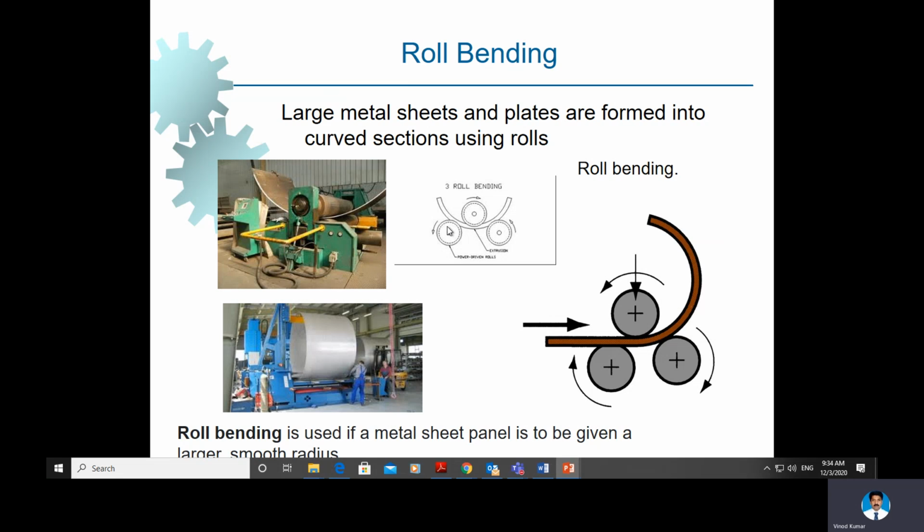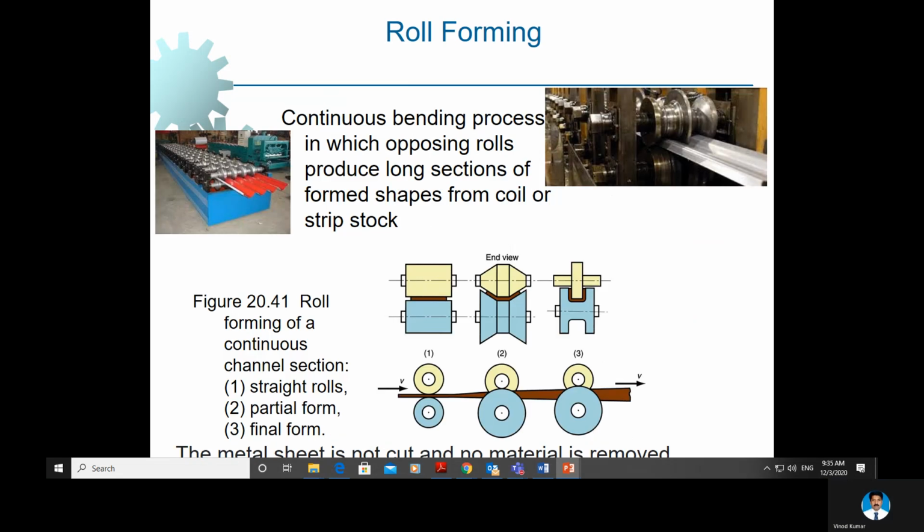It is basically used if a metal sheet panel is to be given a larger smooth radius. If we want to get a smooth radius, we go for roll bending. So large metal sheets and plates are formed into curved sheets using rolls. This is called roll bending. As you could see here in the photographs, rollers are used for forming operation.